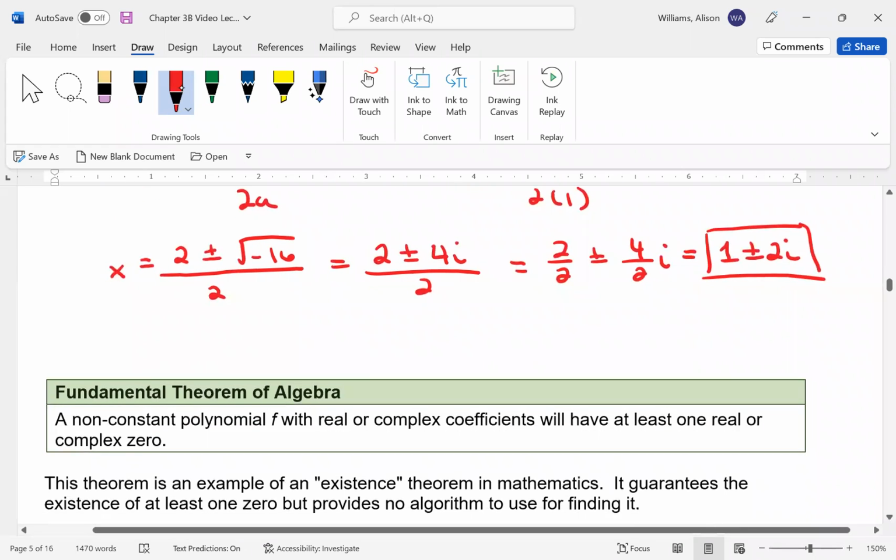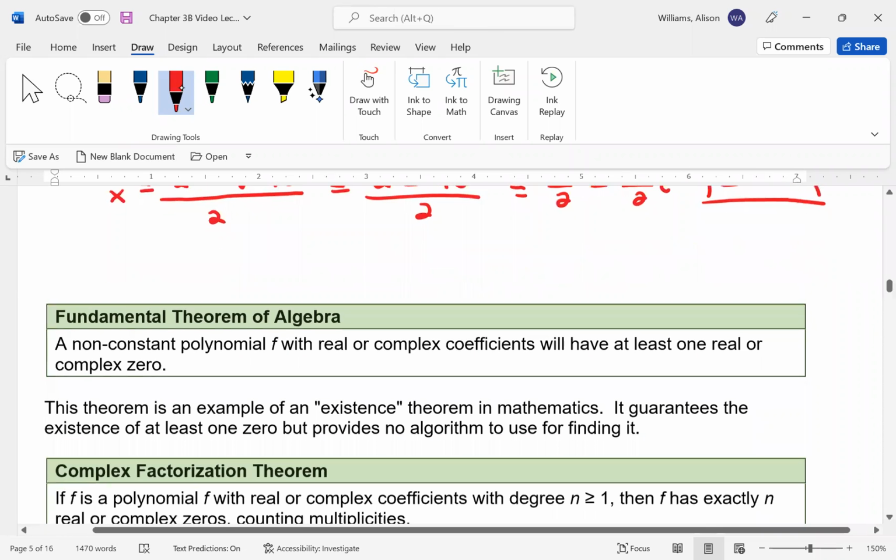So this leads us to the fundamental theorem of algebra. Fascinating that you've probably taken multiple algebra classes, and this is the first time you've seen this theorem. A non-constant polynomial with real or complex coefficients will have at least one real or complex zero. In other words, just because it doesn't touch the x-axis doesn't mean we can't have a complex answer to our polynomial when we try to find the zeros. So what that theorem proves is what's called existence, meaning we know that there is a solution out there, but it doesn't really give us an algorithm.